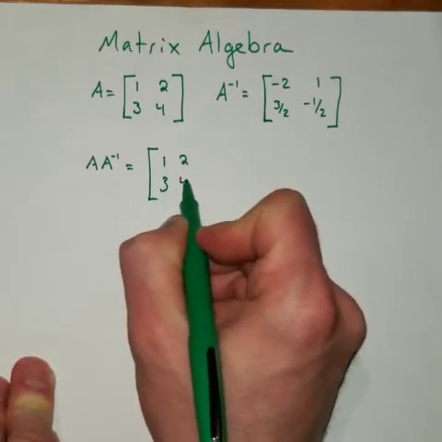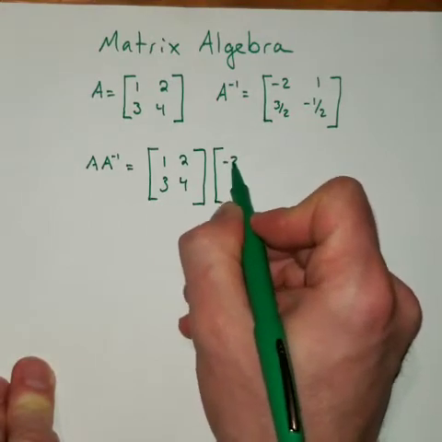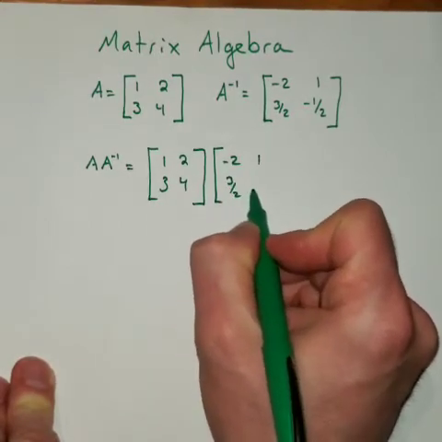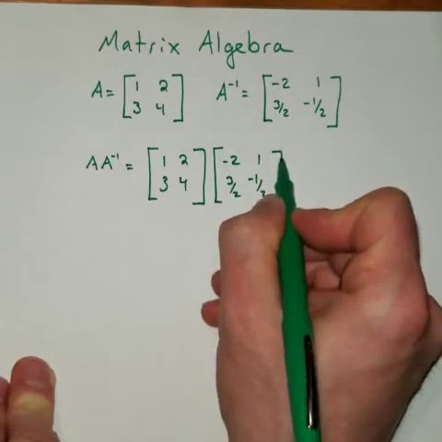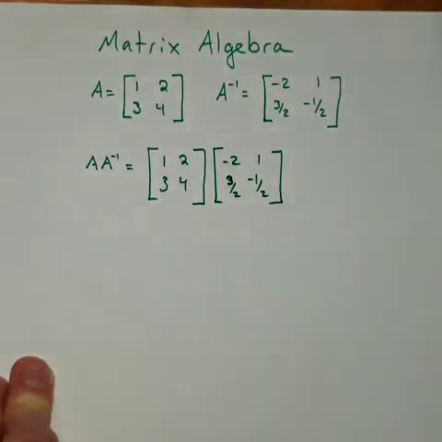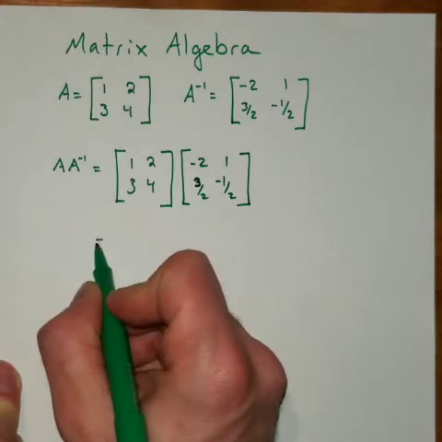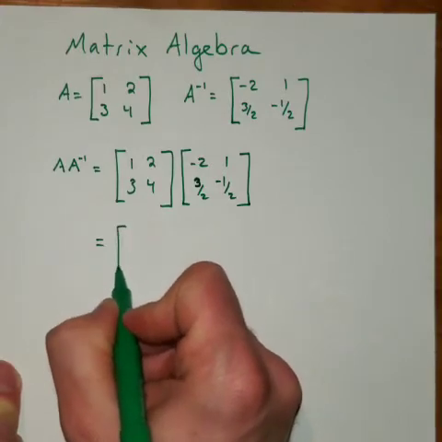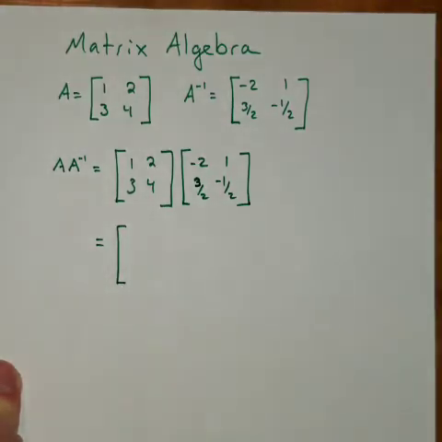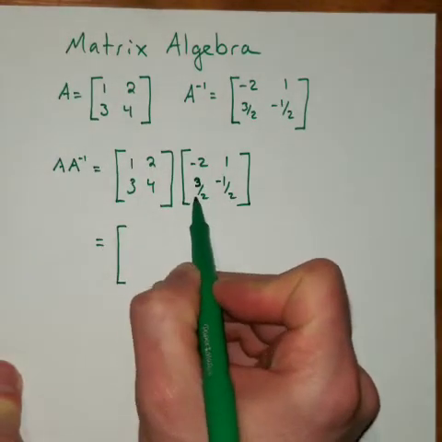1, 2, 3, 4, and -2, 1, 3/2, -1/2. And now remember, when we do matrix multiplication, and this is probably a good review, you're going to multiply by rows and columns. Okay? So you take the first row, first column, and multiply those together.